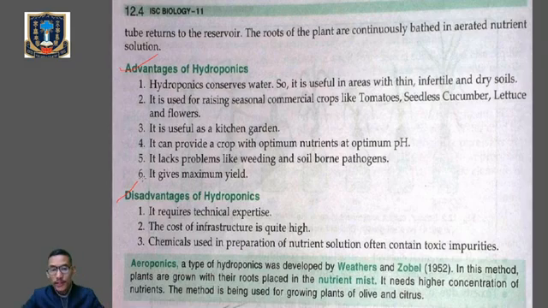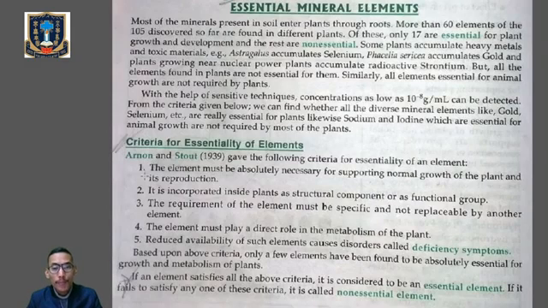Clear? Next one, essential mineral elements. So we said that the plant mostly absorbs the nutrients from the soil with the help of the roots. More than 60 elements of the 105 discovered so far are found in different plants. Okay, but out of these only 17 are essential, which are used for plant development and growth, and the rest are non-essential. What we mean by essential and non-essential elements we'll discuss afterwards.